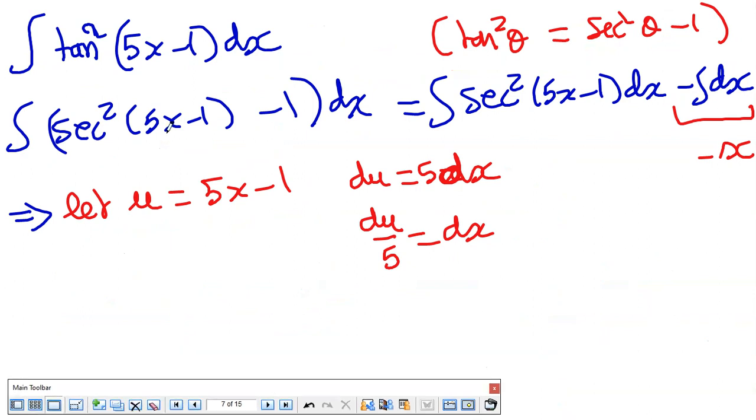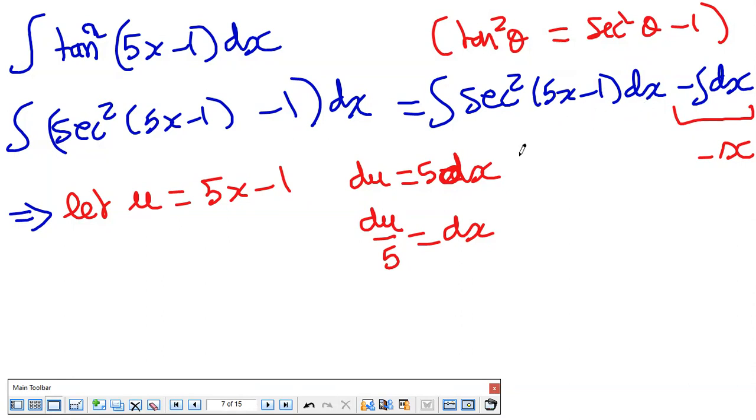Now let's move to another example. If I have tangent squared (5x minus 1) dx. So also here I don't have the integral of tangent squared. I need to change to secant squared minus 1. So I know that tangent squared theta, tangent squared x, is secant squared theta minus 1. So I will change to secant squared of the expression minus 1. And then I will separate the integrals. The integral of minus dx is minus x. Now secant squared of an expression is not secant squared x dx. So it's secant squared of an expression dx.